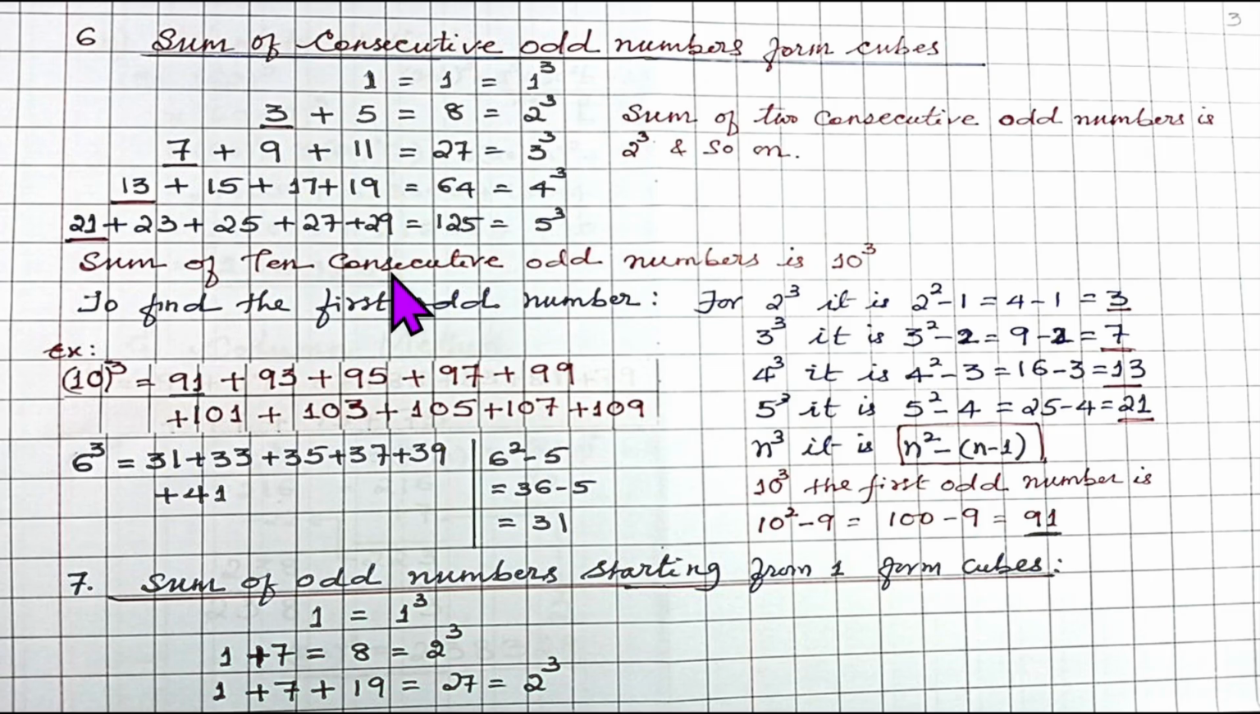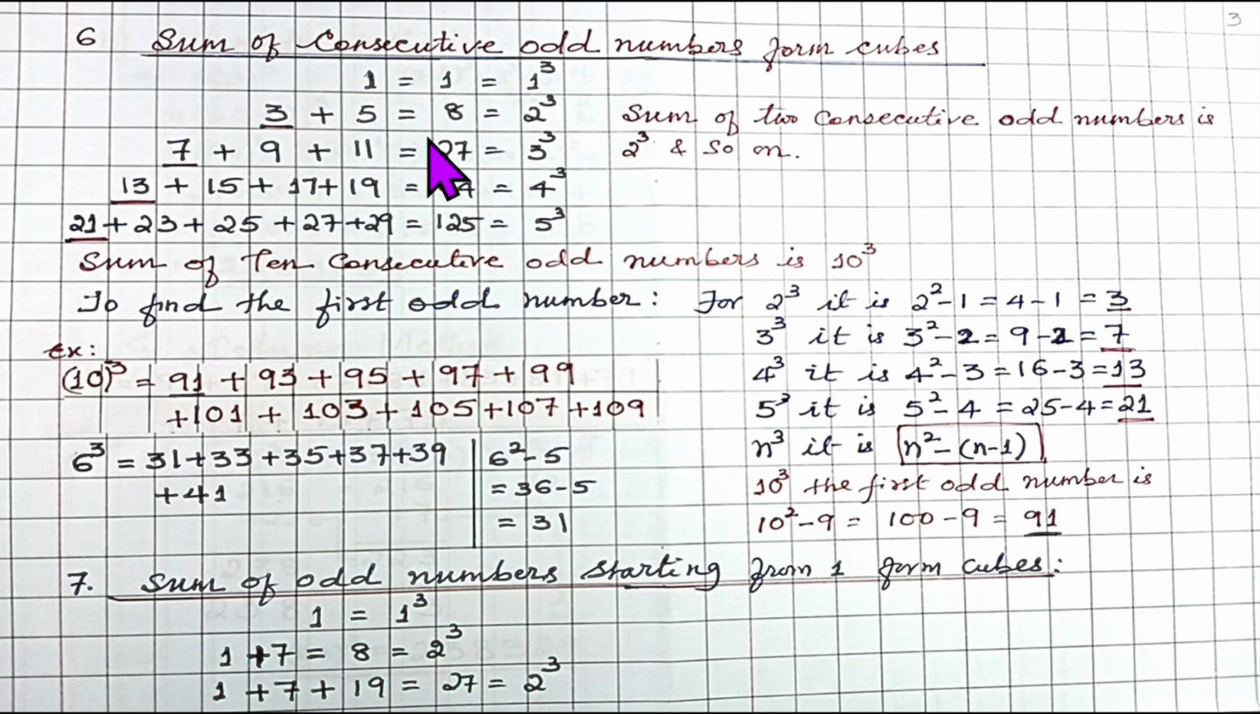Now, for example, sum of 10 consecutive odd numbers is 10 cube, and that is the answer. But to find the first odd number is very important here. I have adopted a simple method here. Supposing you want to find 2 cube, then the first odd number should be 3. So for 2 cube, what you do, reduce 1 power, that is take 2 square and subtract 1 from that. 4 minus 1 is 3, I get 3.